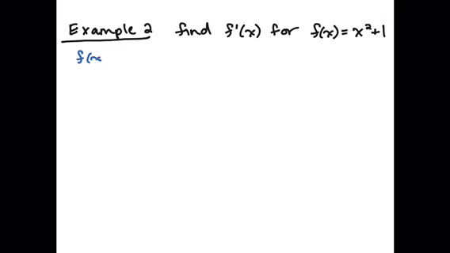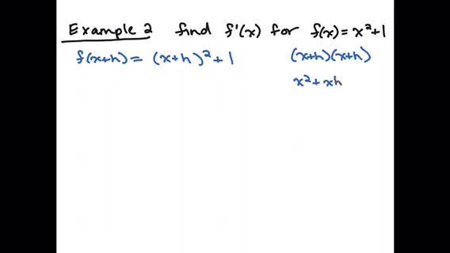So, first thing I need to find is my f of x plus h. So we're going to evaluate the function at x plus h. I plug that in for my x, and we're going to have to multiply this out. So I have to multiply out x plus h times x plus h. That gives me x squared plus xh plus another xh plus h squared. So this is actually x squared plus 2xh plus h squared, and then we have our plus 1.